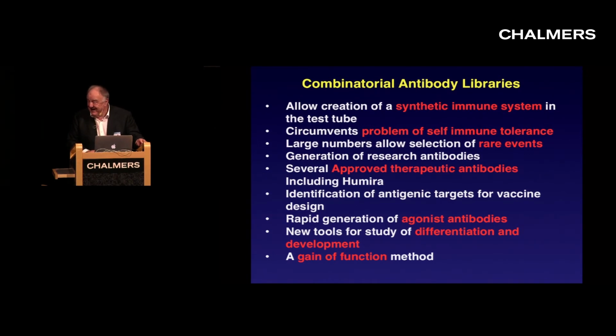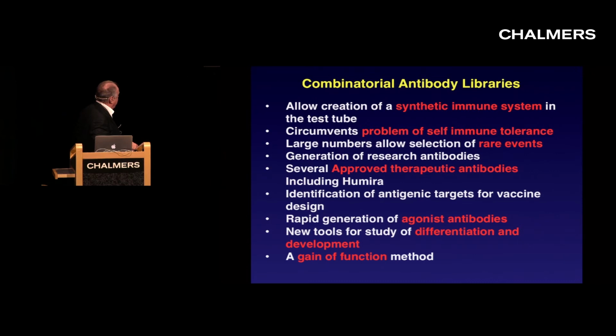Last slide. Good. So this is the combinatorial antibody libraries. They allow the creation of a synthetic immune system. They circumvent the problem of tolerance. The large numbers allow rare events. I didn't talk to you about it, but there are several therapeutic antibodies, including the largest selling antibody in the world, developed by Winter and his colleagues, called Humira.